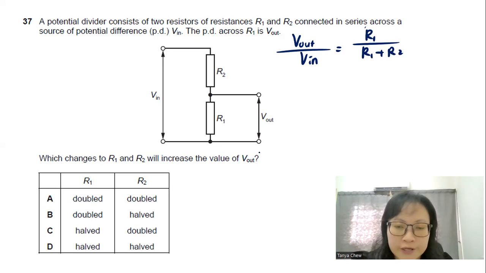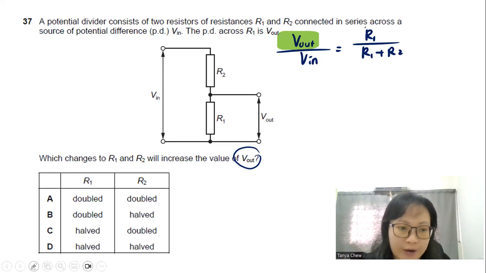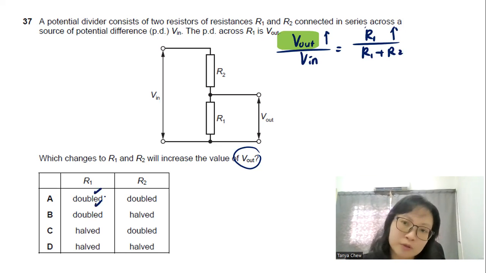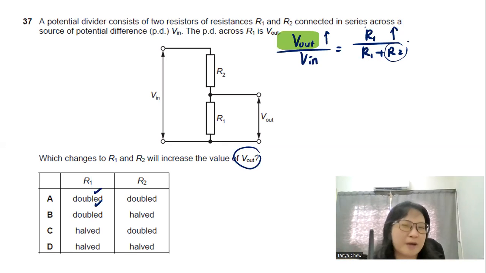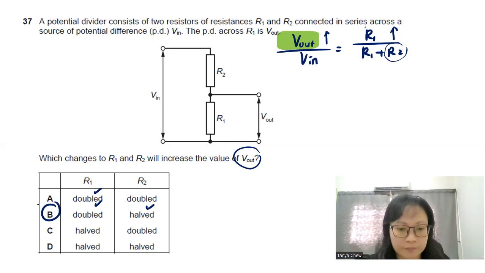I want to increase V out, so I just focus on my V output right here. If I want to increase my V output, I have to increase my R1. So R1 must be doubled. And if I want to increase my V output, I need to divide by a smaller number. Since R1 has been increased, I want to decrease my R2 so that when I add it, the number will be smaller, and when I divide it, I will get a larger value. So R2 is halved. B is the answer.